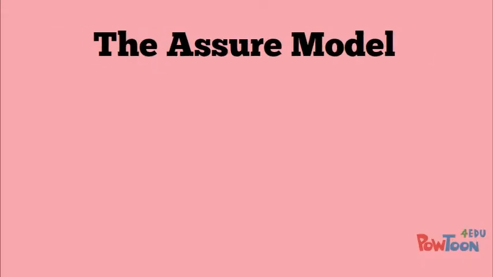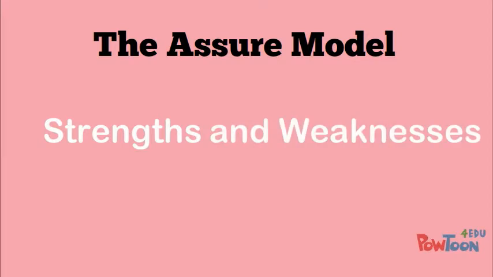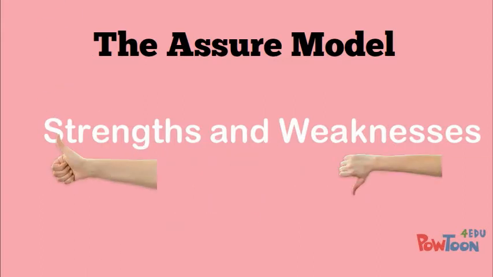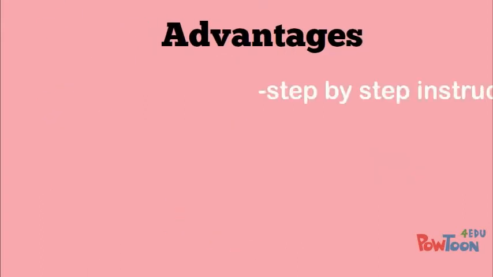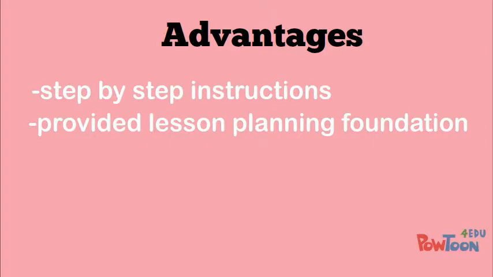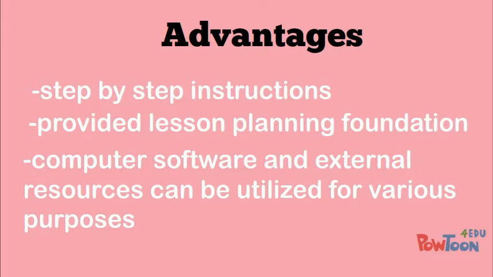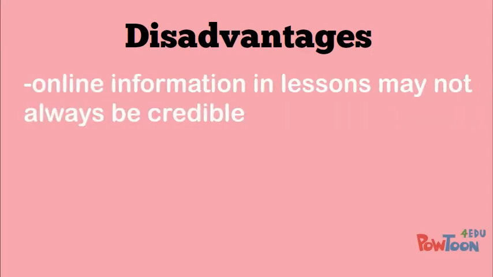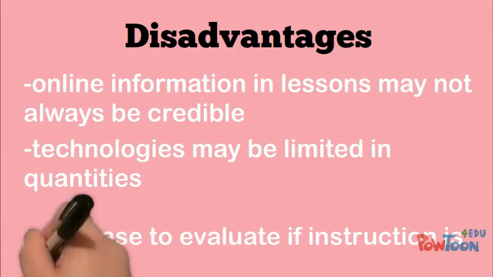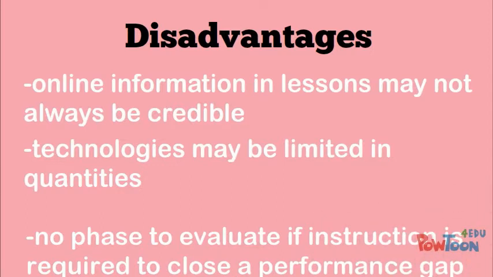The Assure model, like any design, has its strengths and weaknesses. Although the Assure model was not designed for classroom purposes, many of the advantages and disadvantages relate to the field of education. The advantages include step-by-step instructions for instructors to see the pros and cons of the lesson, a lesson planning foundation with opportunities for creativity, and computer software and external resources that can be utilized for various purposes. The disadvantages include that online information used in lessons may not always be credible, technologies may be limited in quantities, and the model does not have a phase to evaluate if instruction is required to close a performance gap.